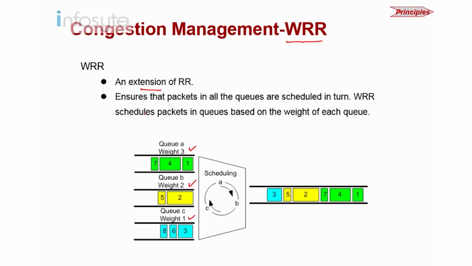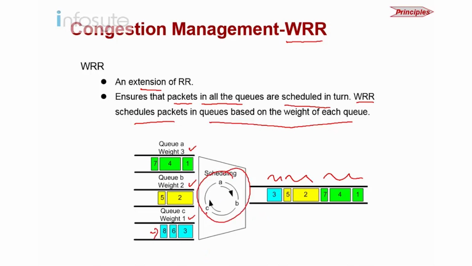So with the weighted round robin, packets in all the queues are scheduled in turns, very similar to RR. But the WRR schedules packets based on their weight, which means that if you have a higher weight, you will have a higher chance to go out. Okay, then this is yellow, then this is the green color, and then it actually takes turns. Now compared to the round robin, I now have a weight on the queue.